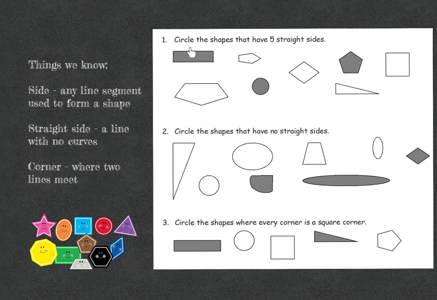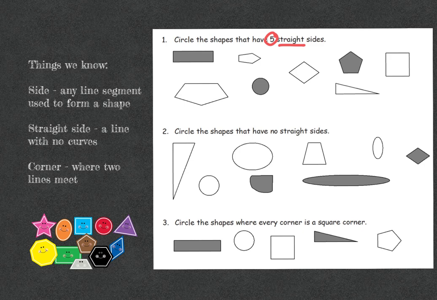Number 1 says circle the shapes that have 5 straight sides. By reading the question, we know that we are looking for 5 straight sides, which means they are going to have no curves.